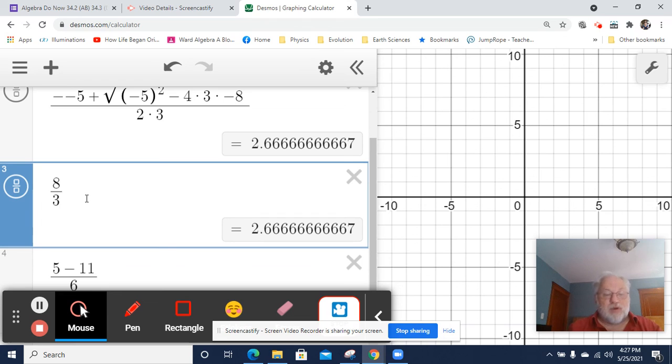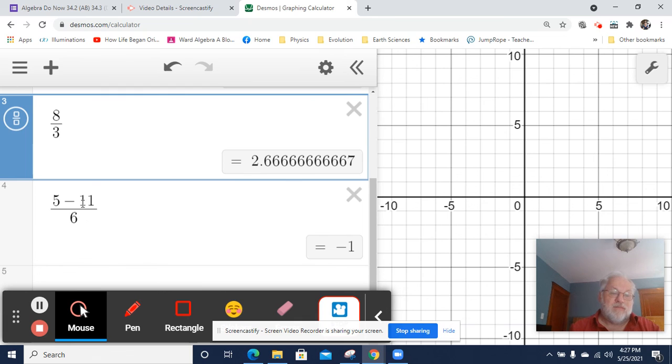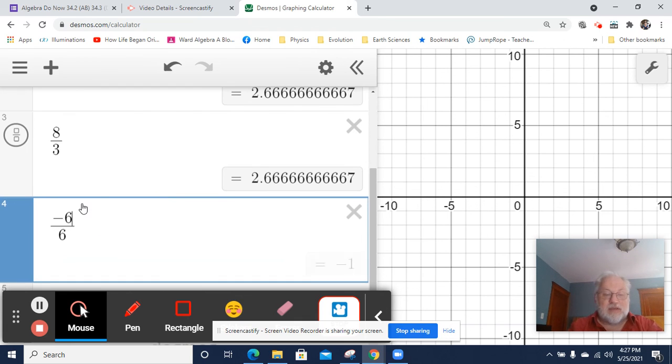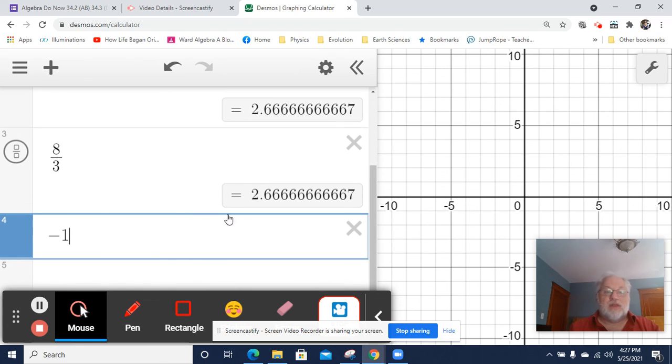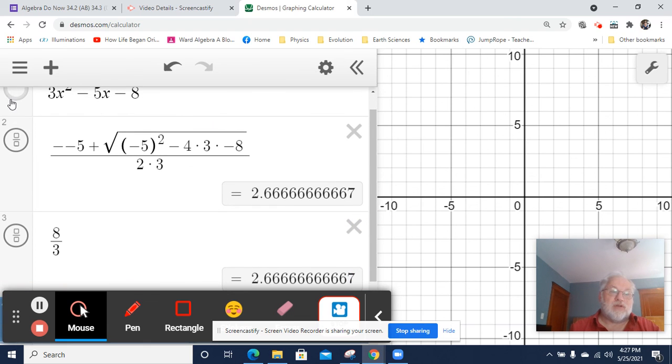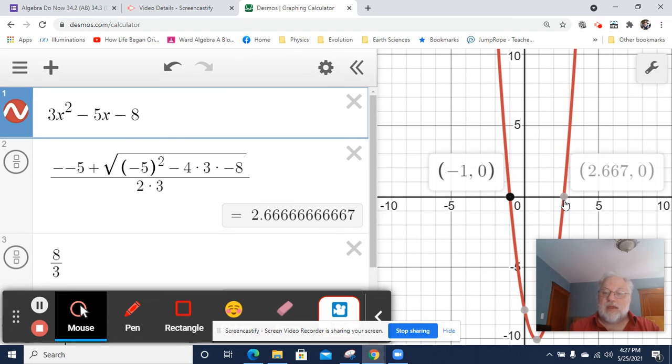So I misspoke. It's not 5 2/3. What am I saying? So it's 2 2/3. So 8/3 is not 5/3. So 8/3. And then here we're going to have 5 minus 11, which is going to be -6. And -6 over 6 is -1. And those are, in fact, the x-intercepts for this quadratic, which I'll turn on now. So we got -1 and 8/3.